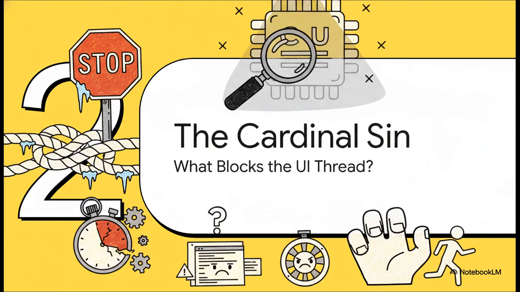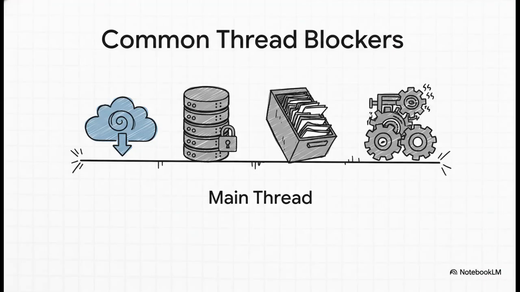So what is this cardinal sin? What are these terrible things that can bring our all-important main thread to a grinding halt? Let's go look at the crime scene and find the usual suspects. Now, here's the crucial thing to understand. Doing these things, making network requests, querying a database, reading a big file, they aren't the problem. Your app has to do this stuff. The crime isn't doing them. The crime is doing them in the wrong place. Any of these can easily take way longer than 16 milliseconds, which means they can never, ever run on the main thread.